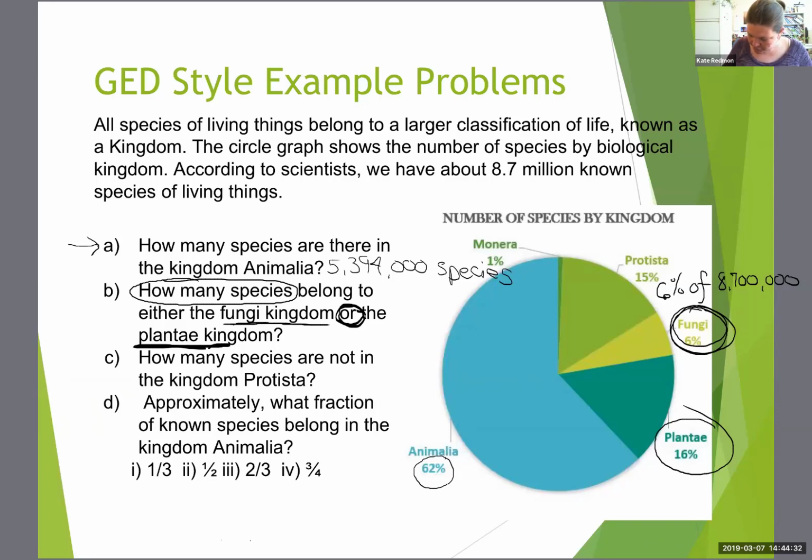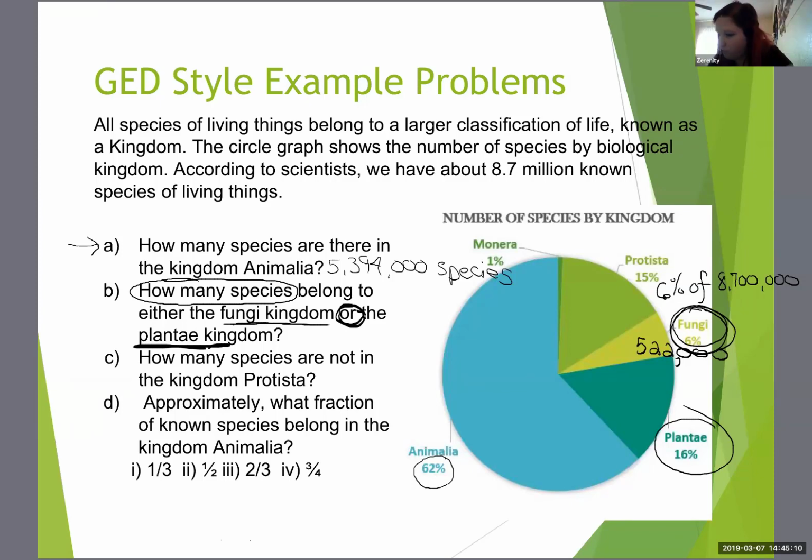So 6% of means times 8,700,000, no commas in my calculator. And I find out from just the fungi, I have 522,000. So starting from the back in order to read it, 1, 2, 3, 522,000 fungus species. That's a lot of fungus, including mushrooms. Now what? I picked one and went for it. Now, do we do the other one?